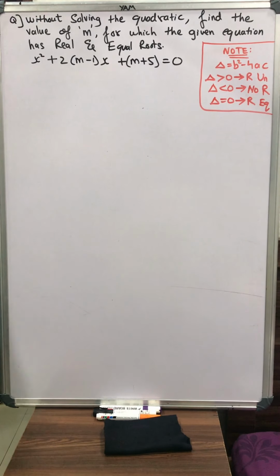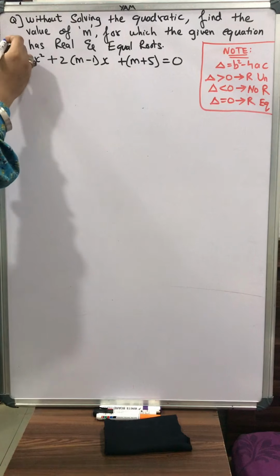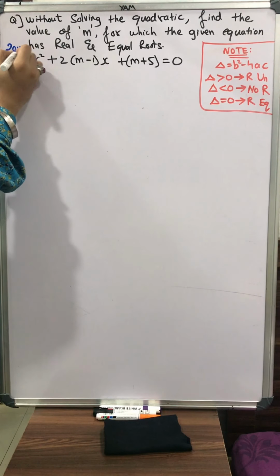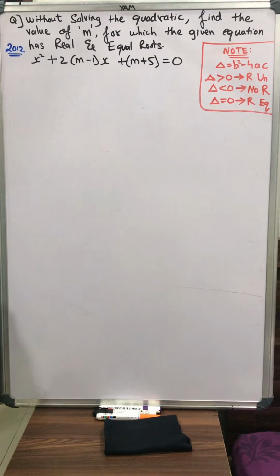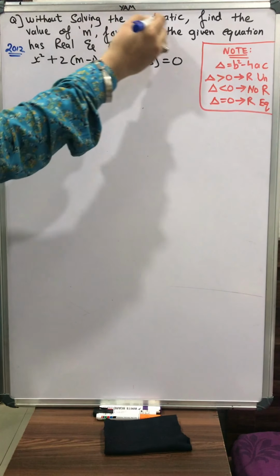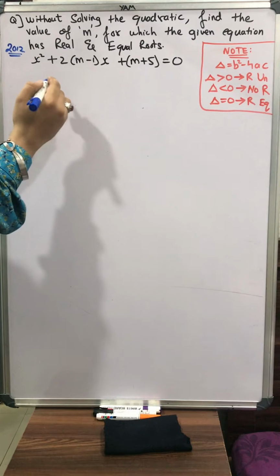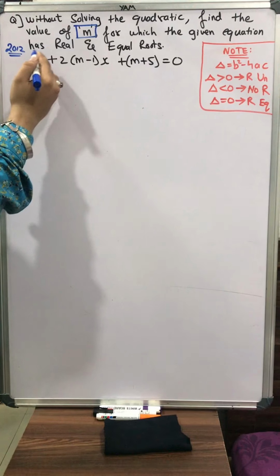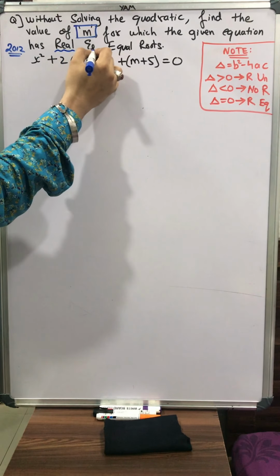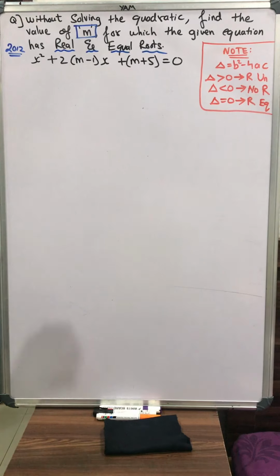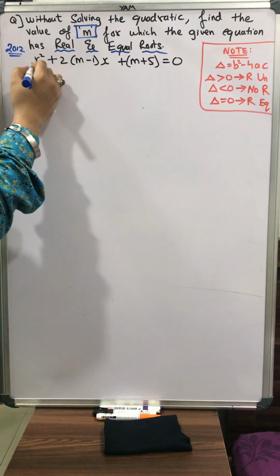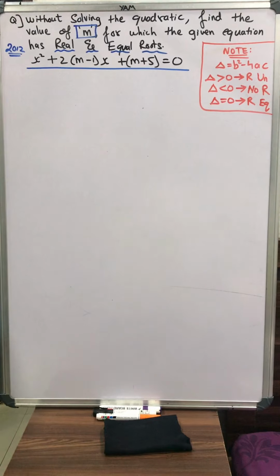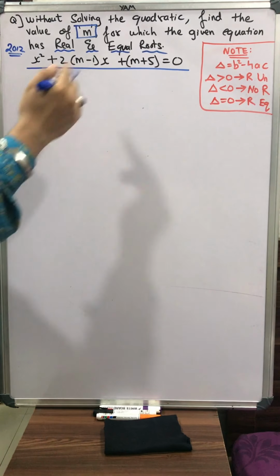Okay, fine. So here we have a question on the board, students. This question was asked in the board exam of 2012. The question says, without solving the quadratic, find the value of m. We have an unknown m over here, for which the given equation has real and equal roots. The given equation is a quadratic. Understand, students?